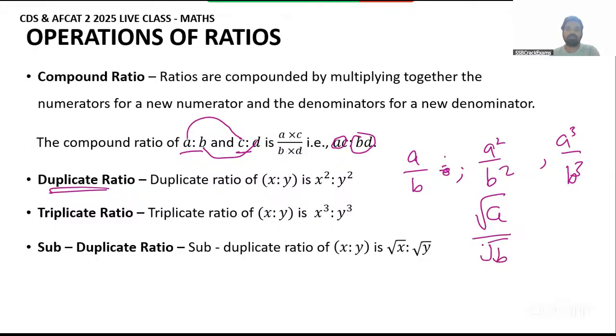It is not necessary to memorize these terms. This is only to make you aware that if somehow you see the term find the duplicate ratio or find the triplicate ratio in a question, then you do not get confused. So that's why these terms are necessary to introduce to you. It is not mandatory for you to memorize these terms.